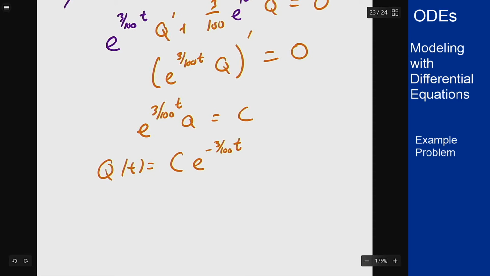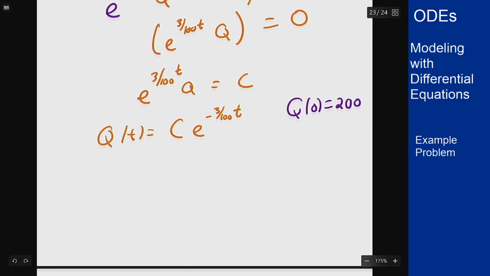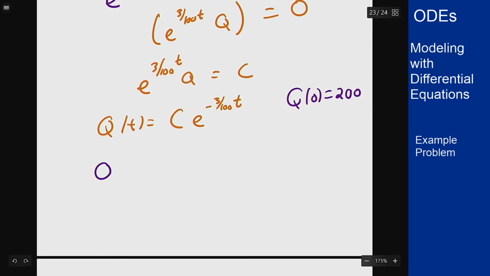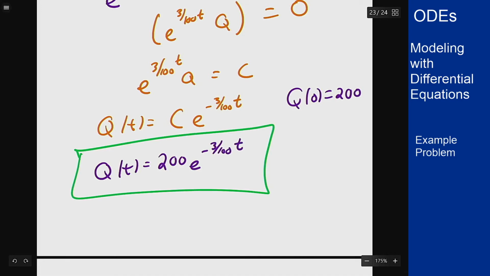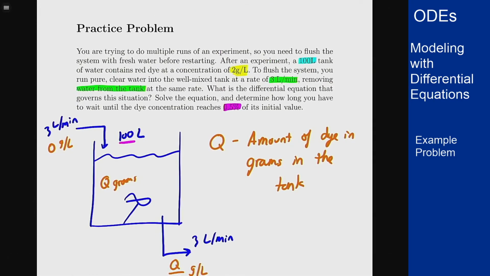And based on the fact that we want Q of 0 to be 200, that means I need C to be 200 because the exponential part goes to 1, meaning my solution to the initial value problem is Q of t is 200 e to the minus 3 over 100 times t. Now, to answer the actual question here, the last part asked, how long do I have to wait until the concentration gets below 0.5% of the initial value? Well, that's 1 out of 200 of the initial value, which means I want to wait till the amount of dye in the tank gets down to 1 gram.